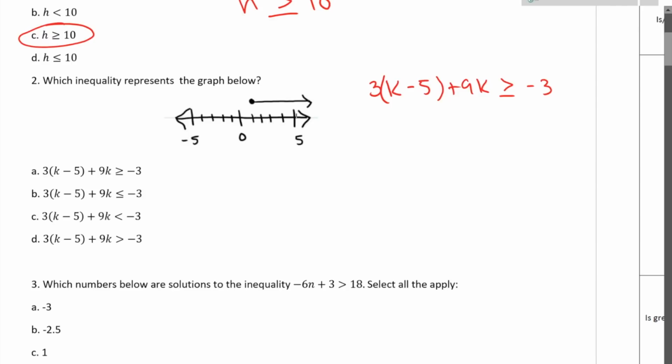So 3 times k is 3k, because that's what I'm doing. If there's a parentheses, you do what we call the distributive property. So 3 times k is 3k. 3 times negative 5, negative 15. Plus 9k greater than or equal to negative 3. So right away from this problem, I see a closed circle, which means that C and D are wrong because I need a closed circle no matter what. All right. So let's continue.